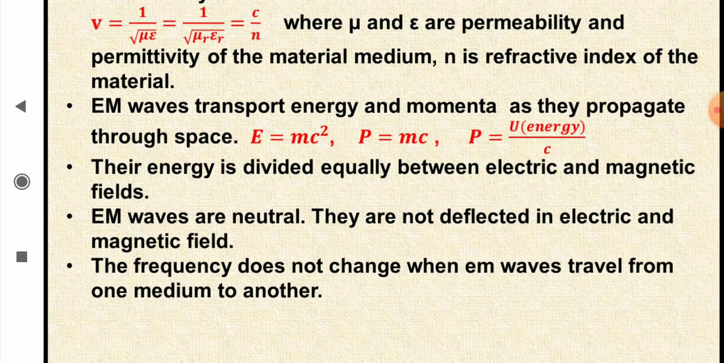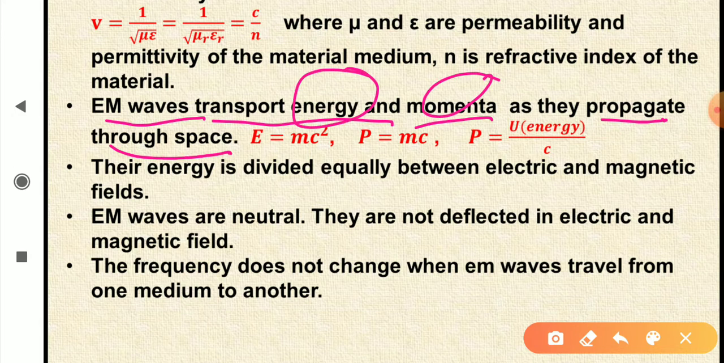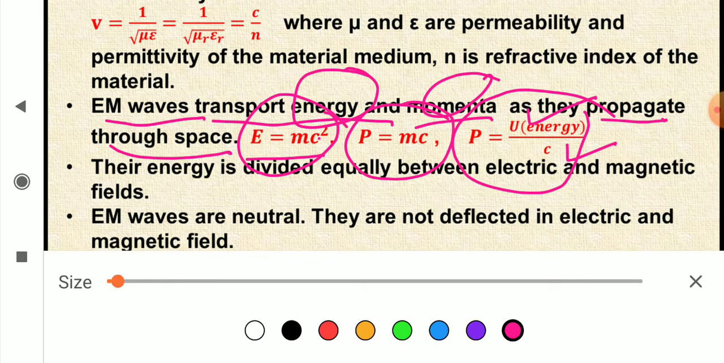And EM waves transport energy and momenta as they propagate through space. So electromagnetic waves carry energy and momenta. Now energy associated with EM wave is given by E is equal to mc square. You know the photon theory. And its momentum P is equal to mc, mass into velocity. And from here, this momentum P is energy U, which is mc square, upon c, velocity of light.